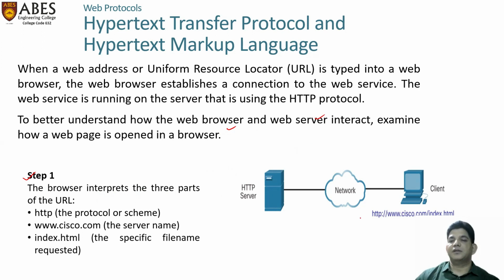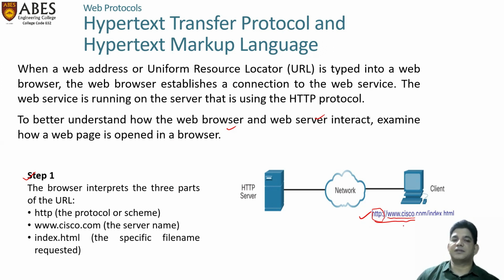When you type this URL in your browser, like http://www.cisco.com/index.html, it comprises three parts. The first is HTTP, which is the protocol or scheme. Here we are using the web access protocol, HTTP, the Hypertext Transfer Protocol. The second part is the server name, which is www.cisco.com. And the third part is the object or the web page we want to access from this particular website.